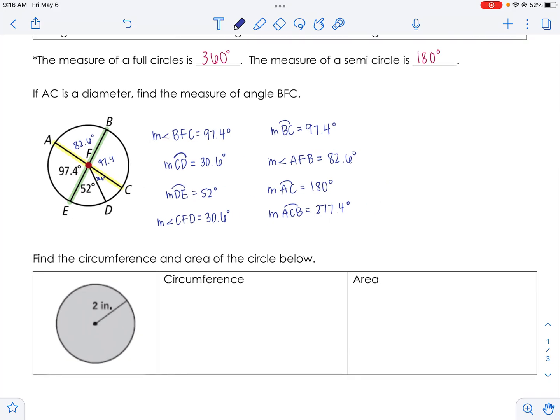So if I asked you for the measure of arc AD, remember, I wouldn't go that way. I would take the shortest distance. But if I said the measure of arc ACD, well, now I'm going to take the long way around. That would be a major arc, and 2 letters would be a minor arc.